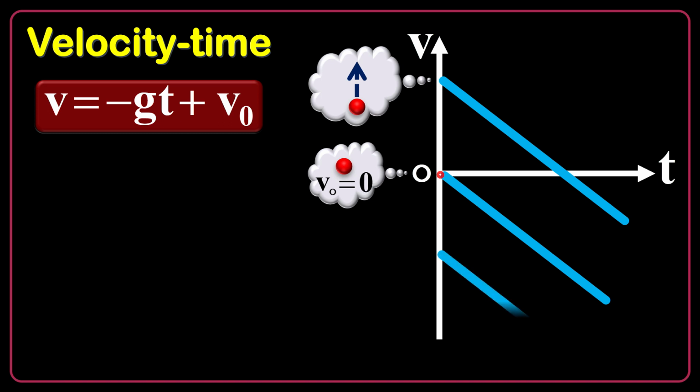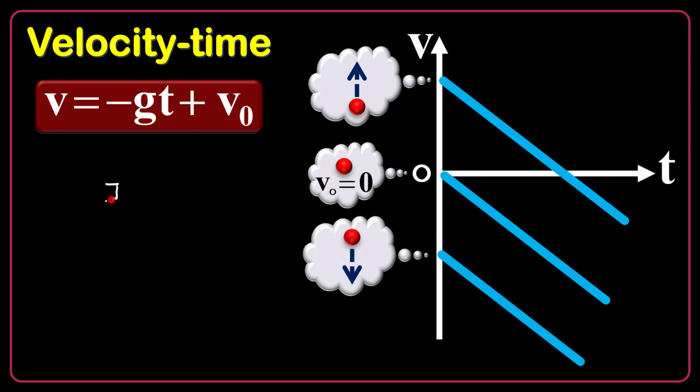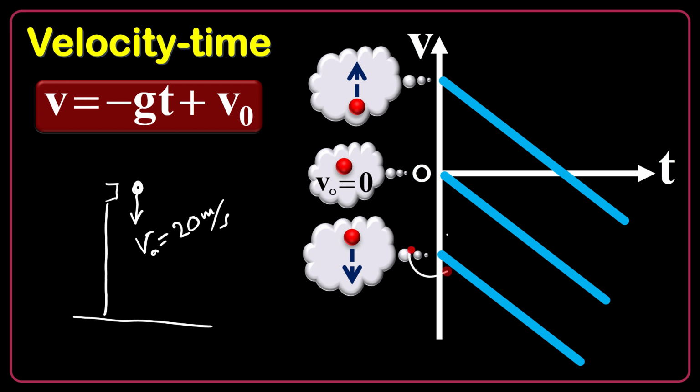The last case could be when you throw the object in the negative direction of y, downward. So you threw the object in the negative direction. Let's say the initial velocity is negative 20 meters per second. So here I use the same structure for the v-t graph, but starting from a negative y-intercept.